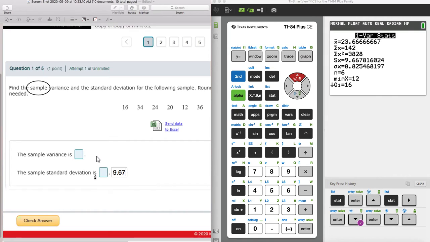The variance is the standard deviation squared, and so in this case, what I want you to do is, even though we've already got the sample standard deviation here out to 2 decimal places, you should write it down out to 4 decimal places. And so that would be 9.6678.